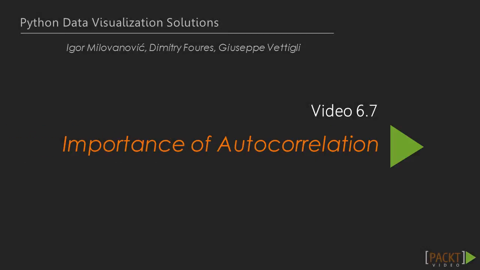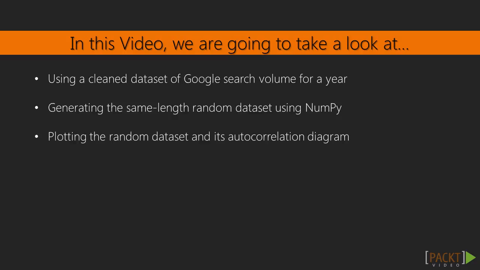Hello and welcome to the last video of this section, the importance of autocorrelation. In the previous video we plotted cross-correlation between two variables. In this video we'll use matplotlib to compare two sets of data, and then we'll autocorrelate both datasets to compare how the correlations visualize patterns in data.